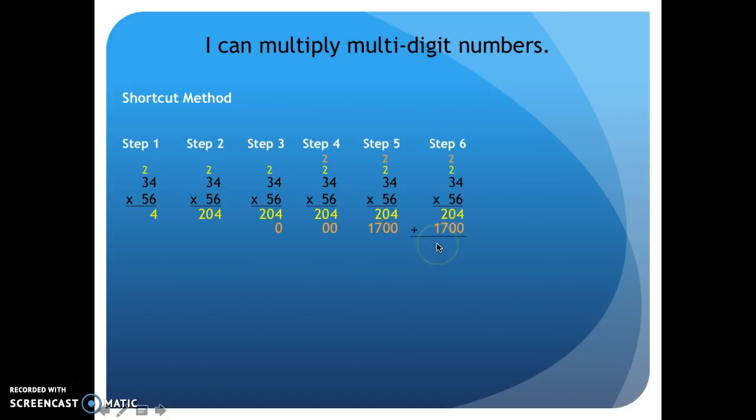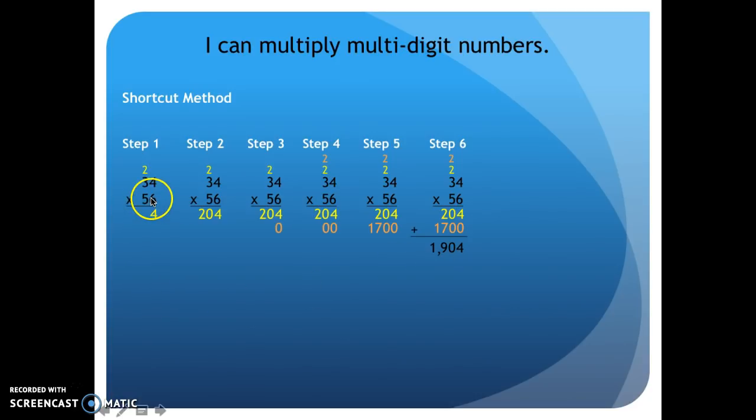Okay, here's the exact same thing that I just had. Now I'm going to add these two numbers. So 4 plus nothing is 4, 0 plus 0 is 0, 2 plus 7 is 9, 0 plus 1 is 1, and I'm going to make sure I have my comma. So there's my final answer.